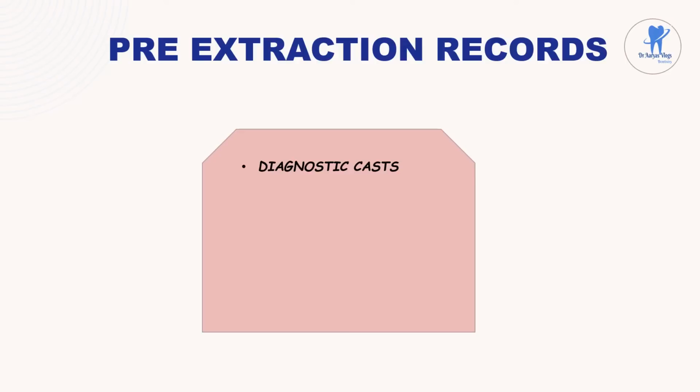So what are diagnostic casts? Actually they are prepared before the extraction of teeth, and the operator can obtain an idea about the size and shape of the teeth from these casts. The actual size and shape required can be determined, but the shade of the teeth cannot be determined using this method. And what are the pre-extraction photographs?